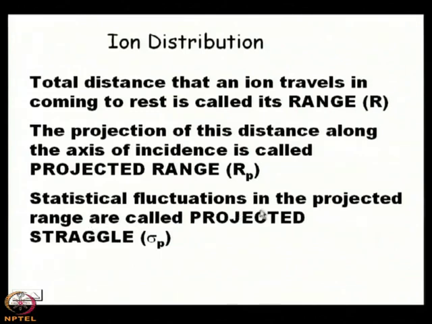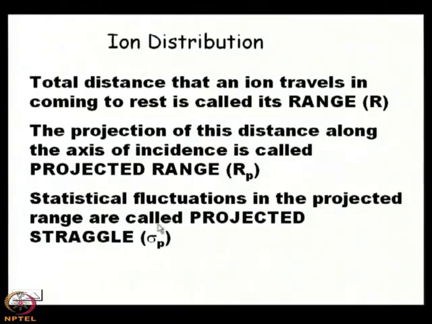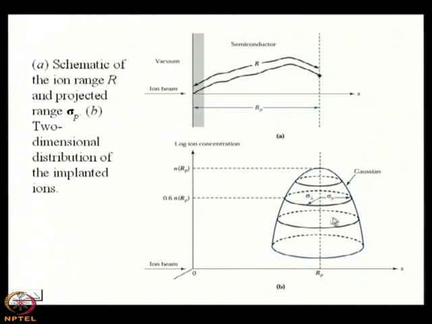Another thing is the statistical fluctuations in the projected range are called projected straggle. So, we shall use projected range and projected straggle. Straggle means statistical fluctuations, because you know that the mass and charge are different. The energy you can control. So, different ions will reach at different times, different positions. So, there will be a statistical distribution of the ions inside the material. That is why the statistical fluctuations in the projected range are called projected straggle, S-T-R-A-G-G-L-E. So, this is the range and this is the straggle. This sigma p is the straggle.